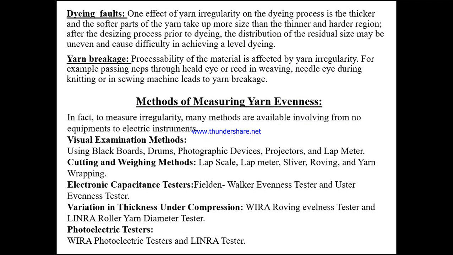Dyeing faults. One effect of yarn irregularity on the dyeing process is that the thicker and softer part of the yarn takes up more size than the thinner and harder region. During the sizing operation, the thick places absorb more dye and more size, and the thinner places absorb less size. So after the desizing process prior to dyeing, the distribution of the residual size may be uneven and cause difficulty in achieving level dyeing.